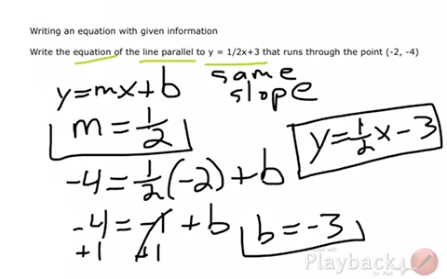So this is the equation that is parallel to our original equation, and it runs through the point (-2, -4). One quick thing you can check to make sure that it is parallel is to look at the slopes. The slopes are 1/2 and 1/2. They're the same, so those lines are definitely parallel. And one other thing you can do to check that this point is on our new line is plug it in and see if it works.